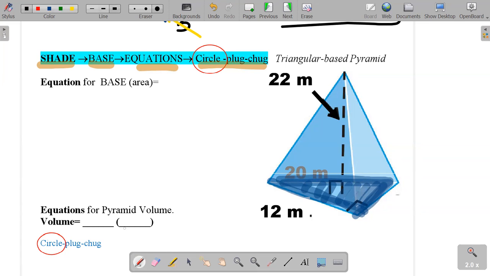Just to clarify where the edges are, 12 is this edge length here. This edge length is not given to you. 20 is the back edge of that triangle. 22 is the true height. You have 2 minutes, go. Do the best you can in 2 minutes.